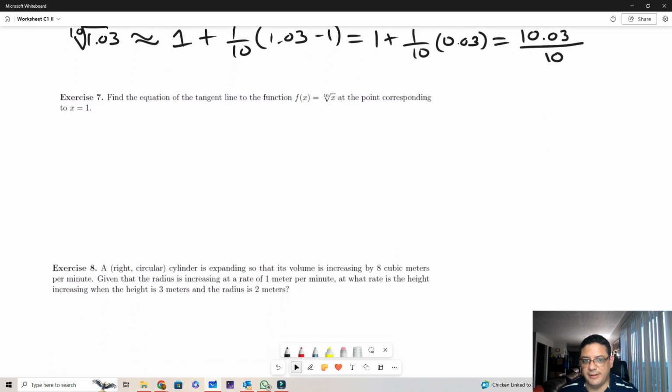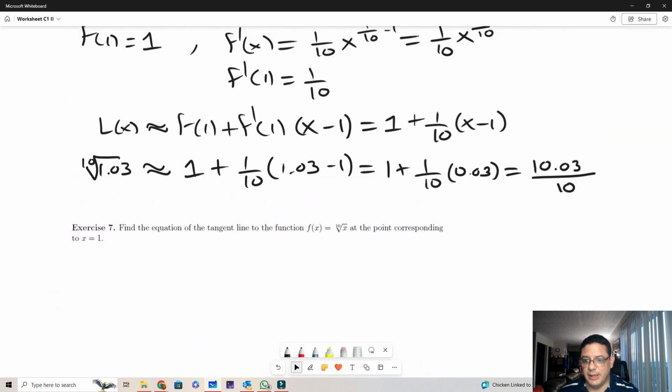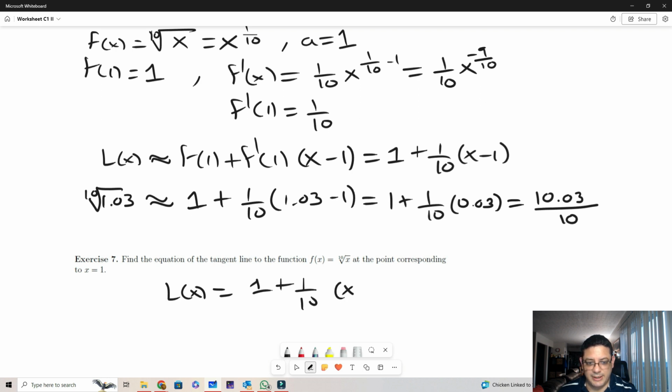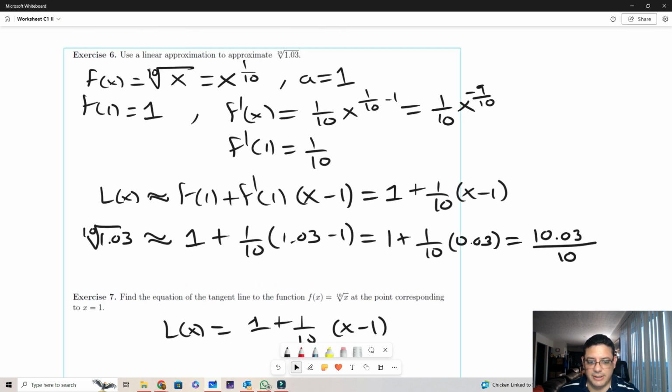Now, exercise 7 is a similar thing, but we want to find the equation of the tangent line to the function root 10 at the point corresponding to x equals 1. So pretty much it is exactly the same linearization that we just did in here. So it is 1 plus 1 over 10 times (x minus 1). So there are really two questions that go with the same type of things.